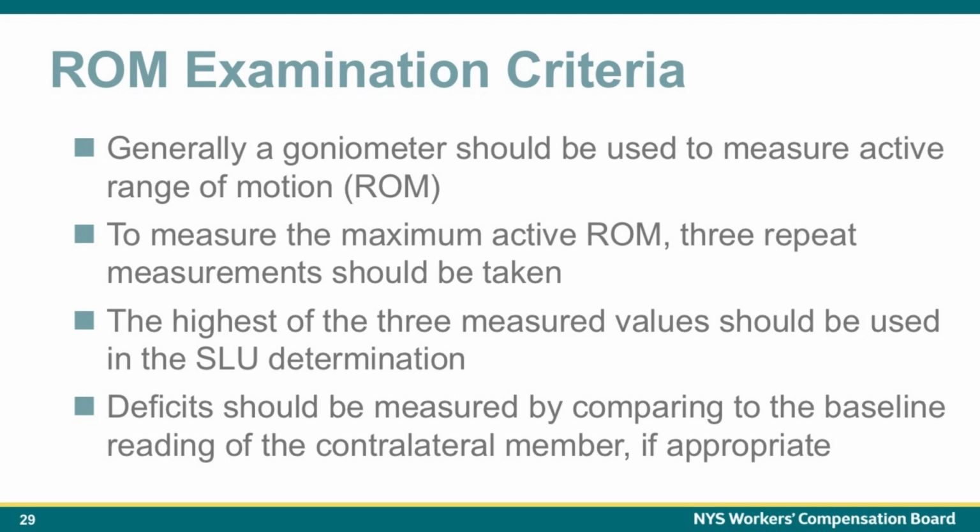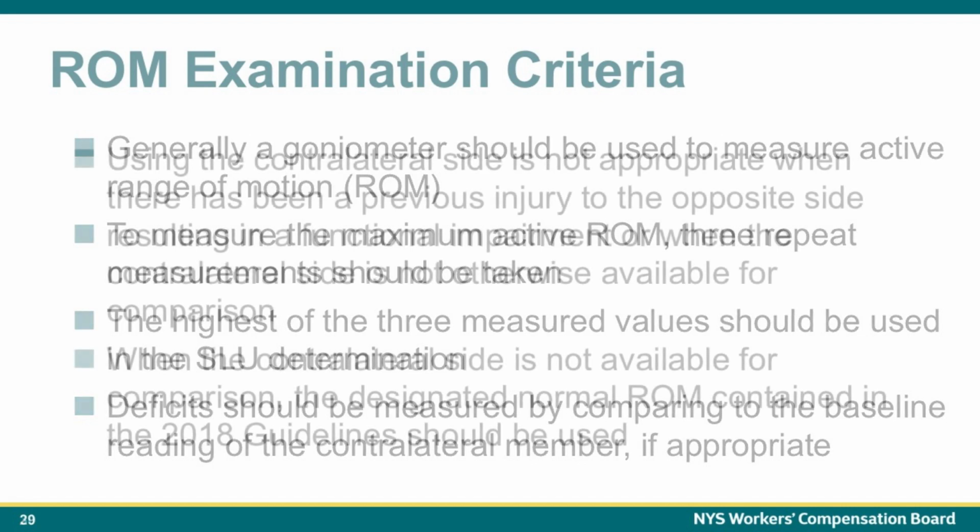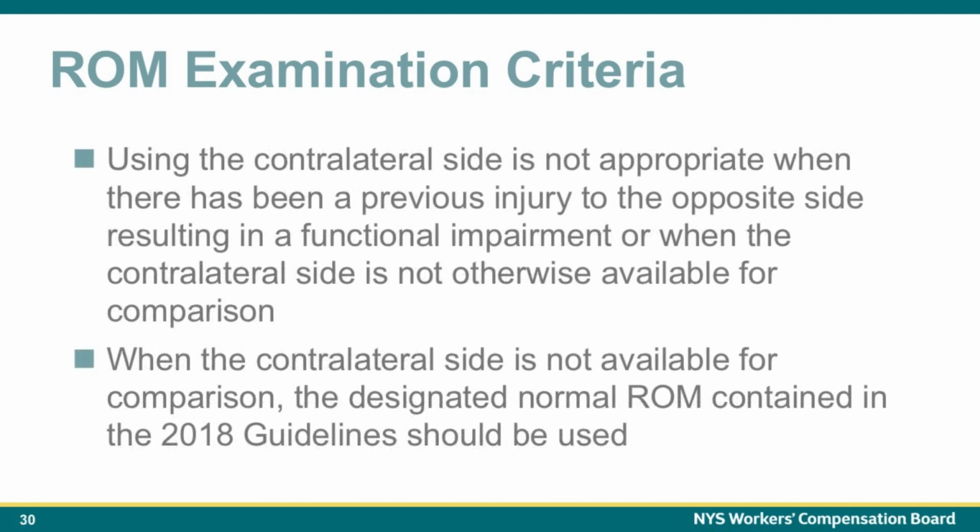When evaluating residual impairment, the contralateral side should be considered for comparison for expected or normal values when appropriate. Deficits should be compared to the baseline reading of the contralateral member. Using the contralateral side is not appropriate when there has been a previous injury to the opposite side resulting in a functional impairment, or when the contralateral side is not otherwise available for comparison. When the contralateral side is not available or not appropriate, the normal range of motion from the tables in the 2018 guidelines should be used as a baseline comparison.